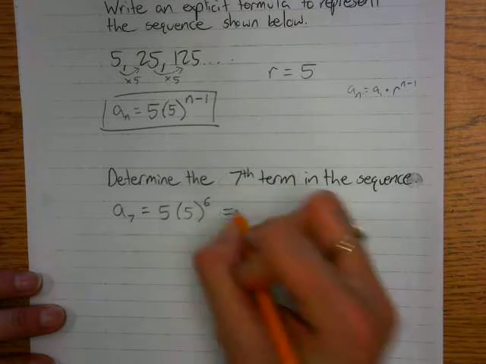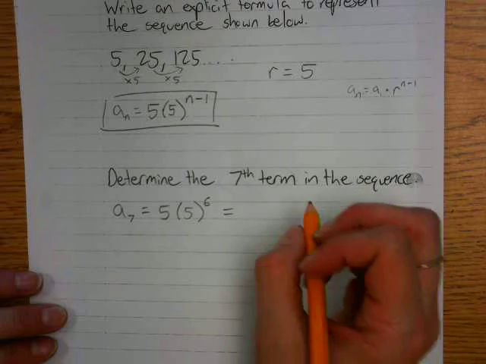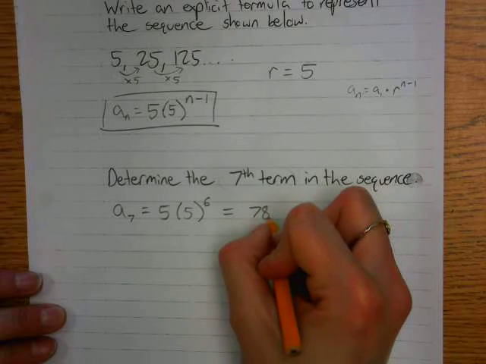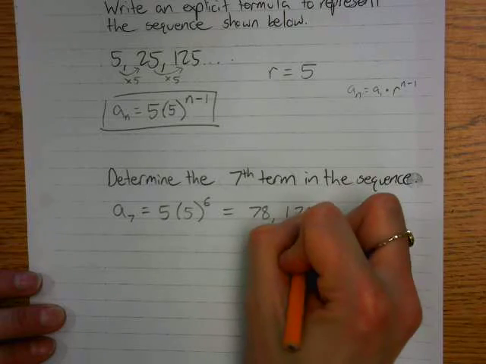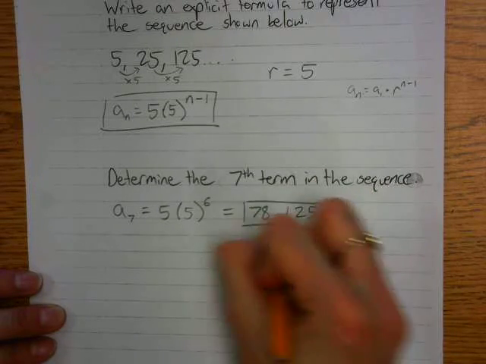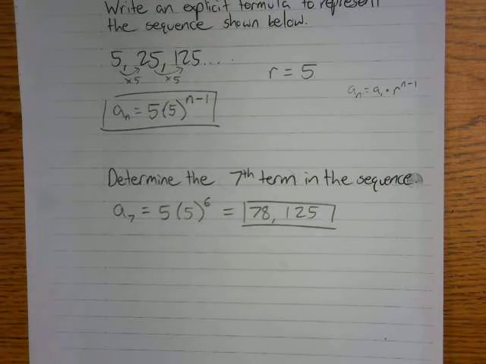And when I type that into my calculator, I'm going to end up with a large term value there. 78,125 would be the 7th term. So you're going to see that geometric sequences are going to grow really fast or get smaller really fast.